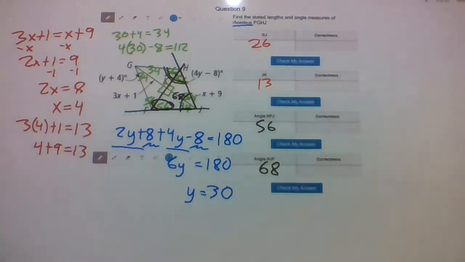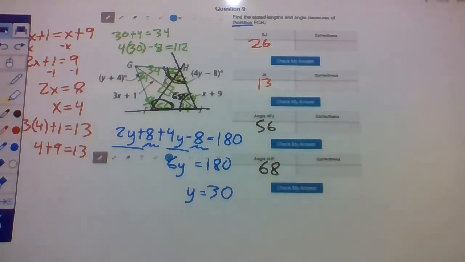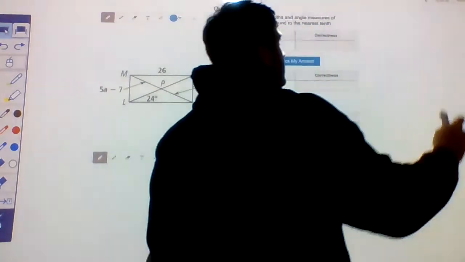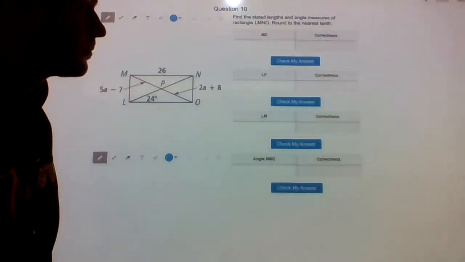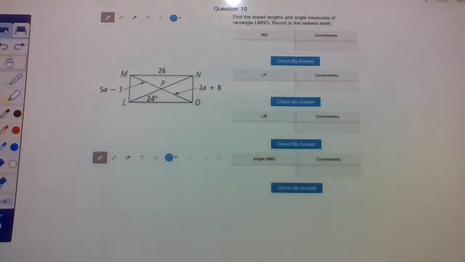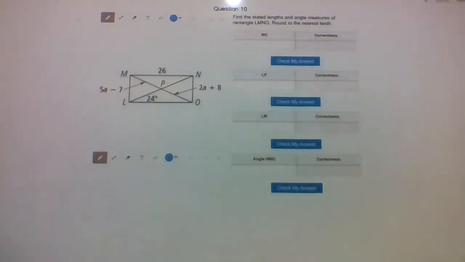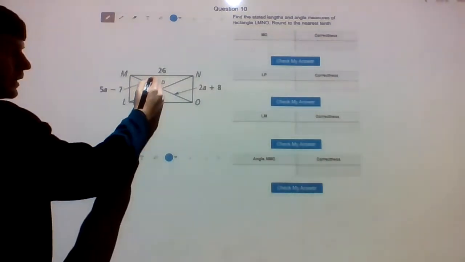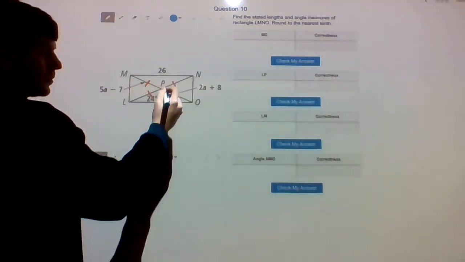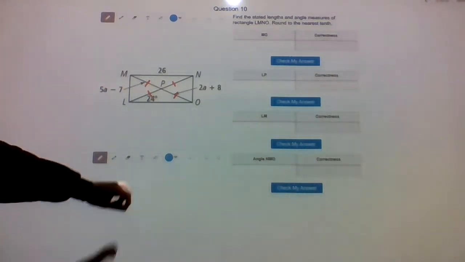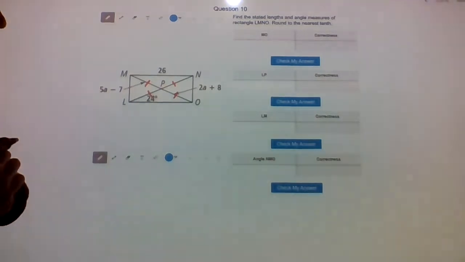Right, I think we have now a rectangle and a square. So next question, number 10, should be a rectangle. Okay, MO. So we know this is a rectangle, a parallelogram. So again, diagonals bisect each other. Actually, we know the diagonals would be congruent because it's a rectangle, and they bisect each other because it's a parallelogram. So actually, all 4 of those pieces are the same.